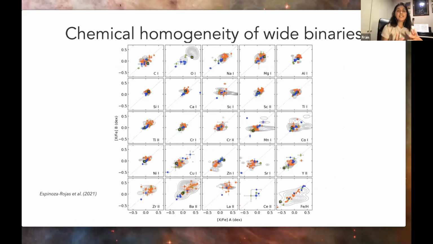In addition to this, we checked the chemical homogeneity of individual abundances for the whole sample, and we compared it to what we find for random pair stars, which are shown as gray contours, okay?